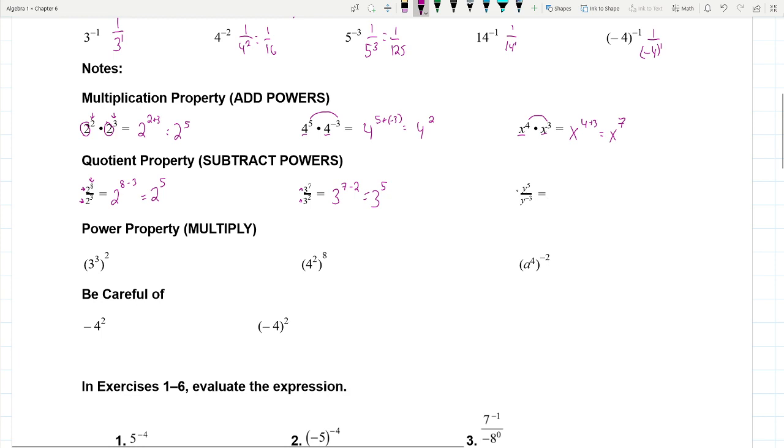Now I look at the next one, and again I check and yes, they have the same base. So I go y, 5 minus negative 3. 5 minus negative 3 is the same as 5 plus 3, so I get y to the 8.